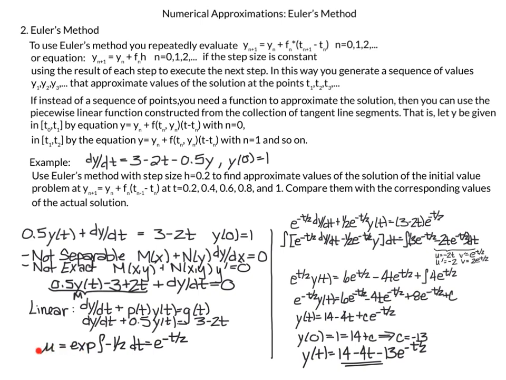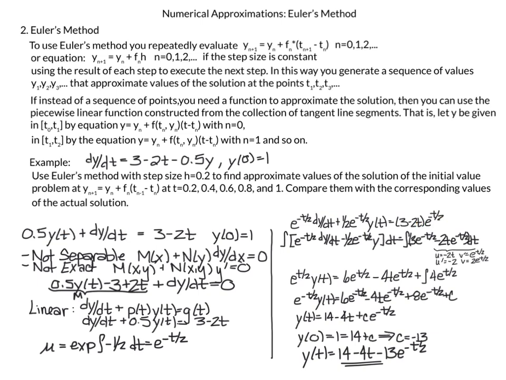So the integrating factor is equal to e raised to the integral of minus 1/2, that's our function p, dt. So that's going to be e to the minus t over 2. We will multiply our equation, the entire equation, by our integrating factor, so from here to here.